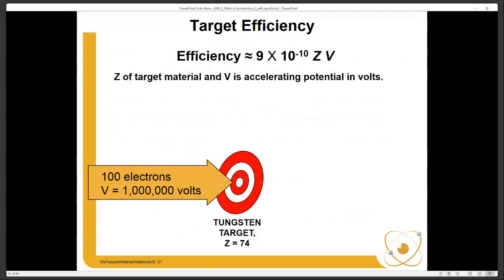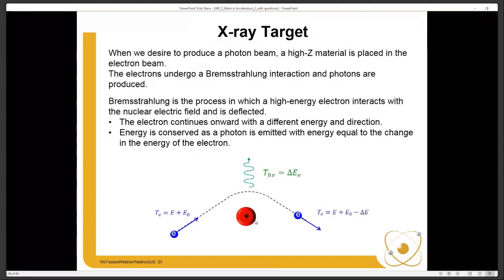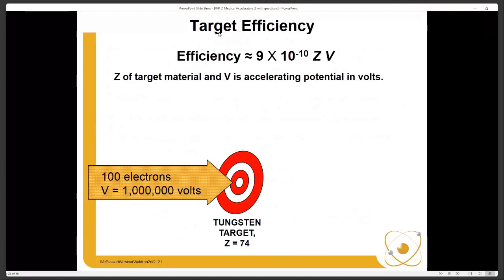Target efficiency. Hopefully, obviously, if we want to have lots of interactions, we want to have a very high Z material as our target. And so if I want to have a very efficient target, I have this formula, which you can find in Khan. And that is efficiency in general is 9 times 10 to the minus 10th times Z times V, where Z is the Z of the target material, and V is the accelerating potential in volts.